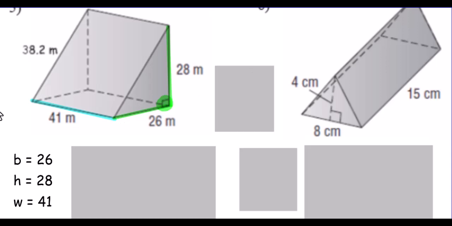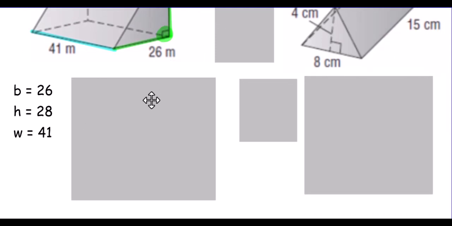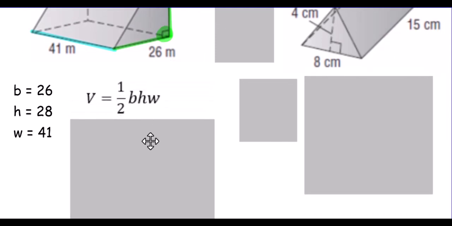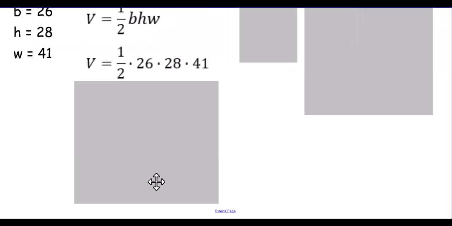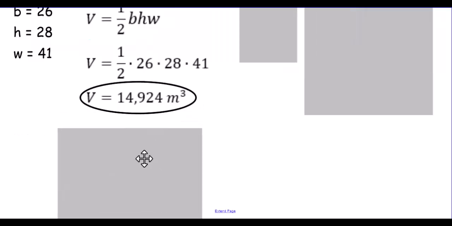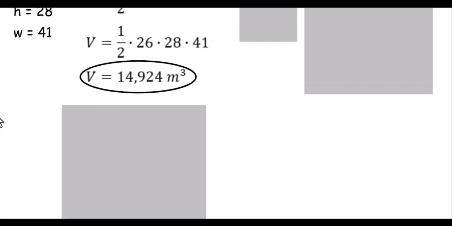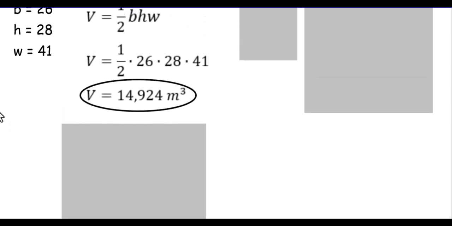So let's plug those into the formula. Volume is half times base times height times width. So we'll do half times 26 times 28 times 41. That will get us a volume of 14,924 meters cubed.